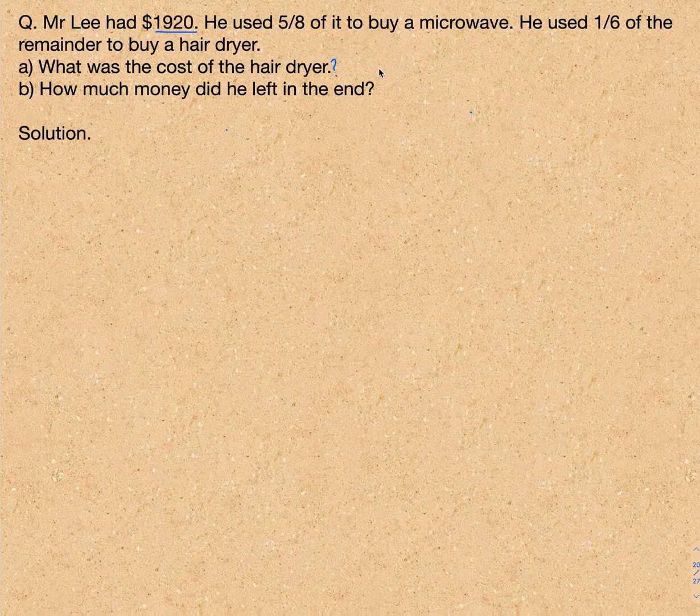So there are many ways to solve this question. We'll be trying to solve it using the model method first. So let's draw a model quickly for this one.